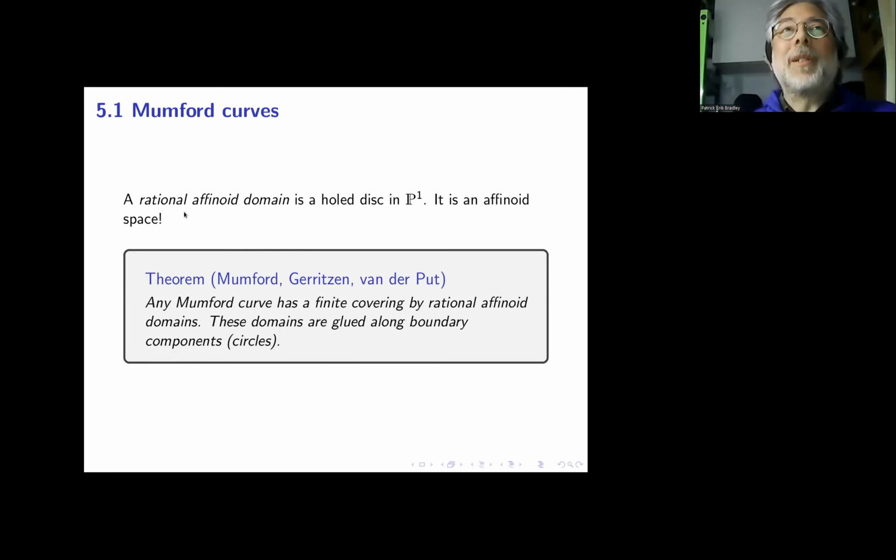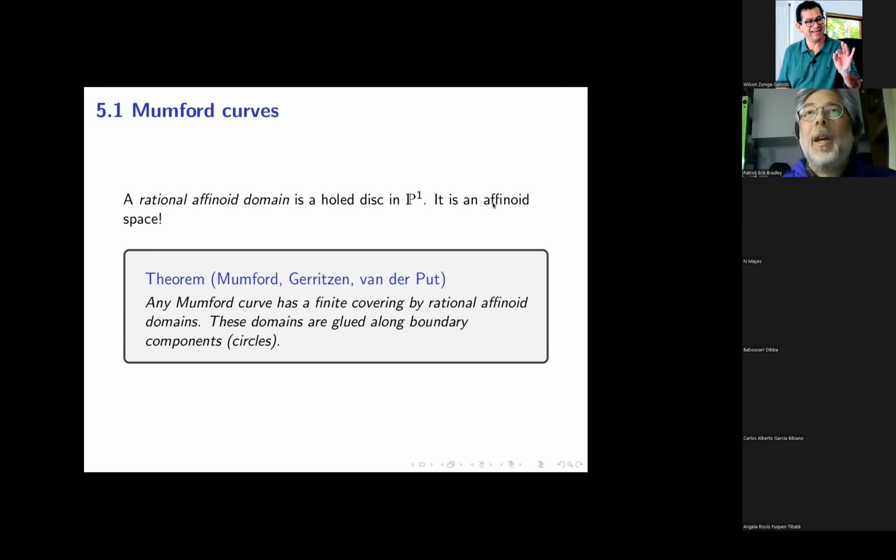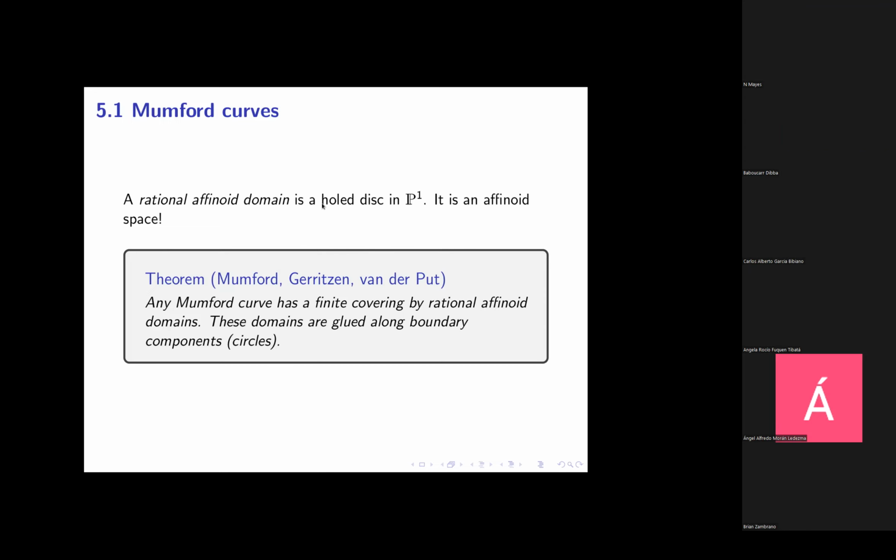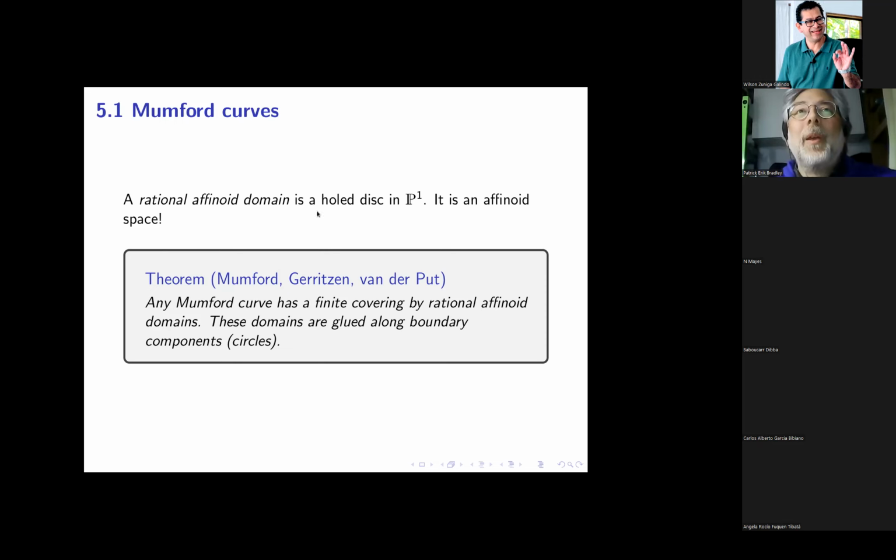In order to describe them as a rigid analytic space, we need rational affinoid domains, rational meaning that they're in the projective line, and that's just a holed disk. It's actually an affinoid space. If you take k-rational points, you can think of inequalities which describe a disk where some other disks are removed. And the theorem is: any Mumford curve has a finite covering by rational affinoid domains, holed disks, and these domains are glued together along boundary components, namely circles.